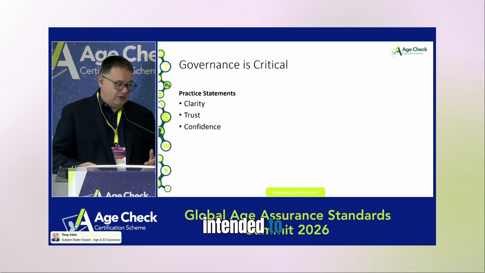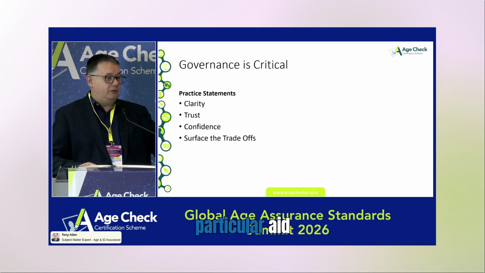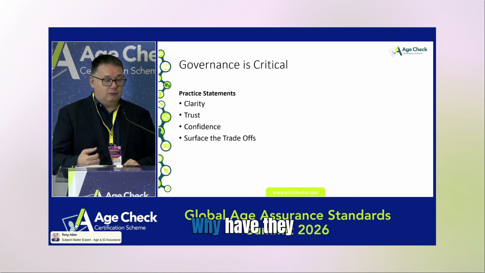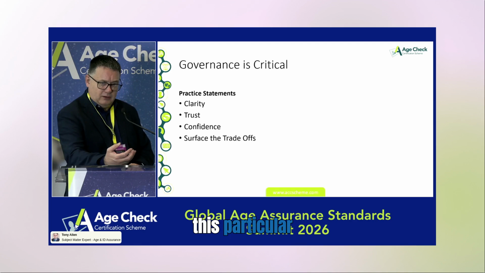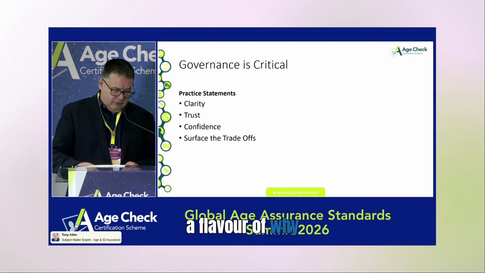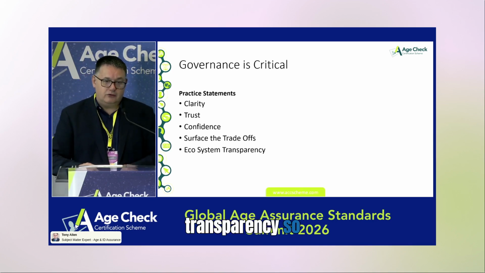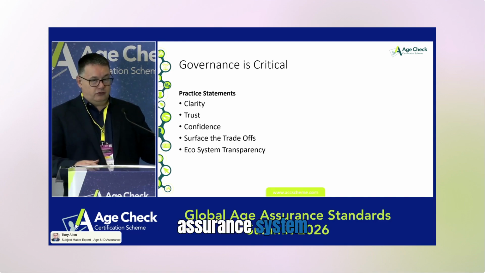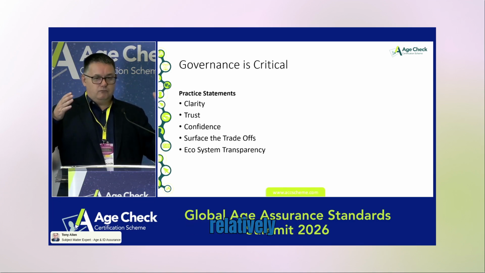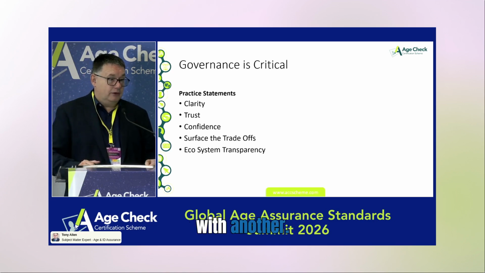And the practice statements are intended to bring that clarity, trust, confidence, and surface those trade-offs. So surface what a particular age assurance provider, intermediary, or relying party has done in their decision-making. Why have they decided to use this particular approach rather than this particular approach? Not in detail, but just to give a flavor of why they've made those decisions, and about that whole ecosystem transparency, so that you can look at one age assurance system and another if you're making that procurement choice, and you can see, using a relatively standardized process of the practice statement, how one compares with another.